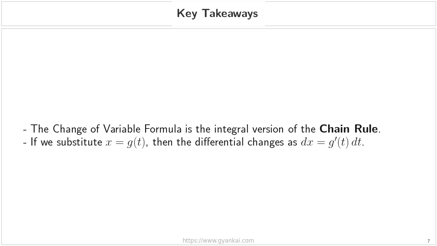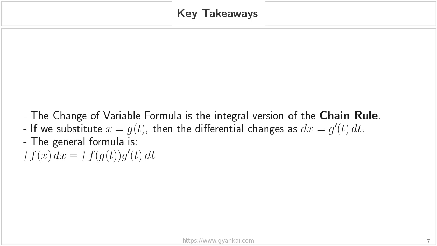Next, if we decide to substitute our variable x with a new variable t, defined by the function g of t, meaning x equals g of t, then it's crucial to remember that the differential also changes. We can't just replace dx with dt. Instead, the differential dx transforms into g prime of t multiplied by dt. G prime of t represents the derivative of the function g with respect to t. This is where many students make mistakes, so really internalize this step.